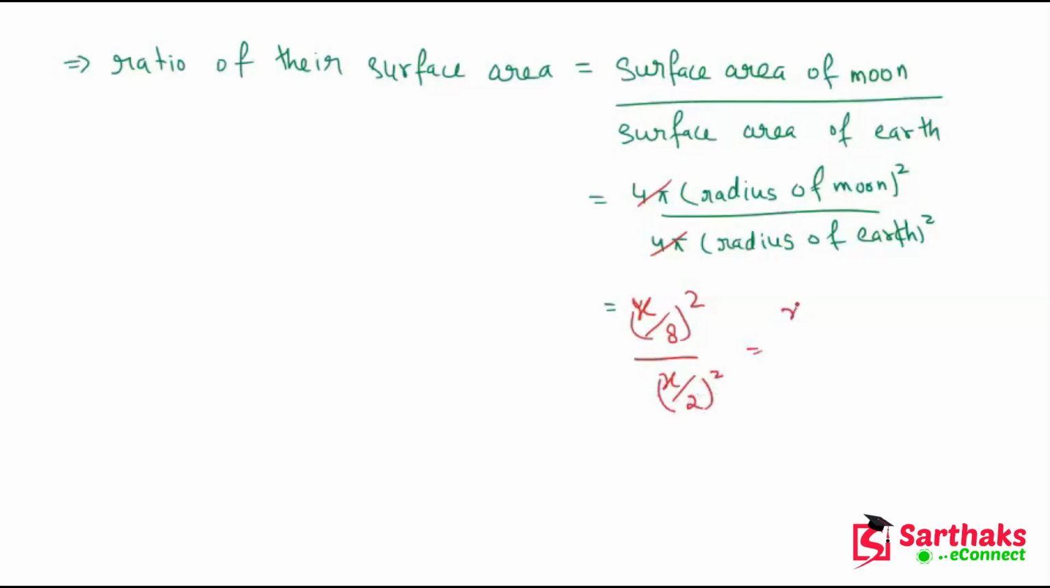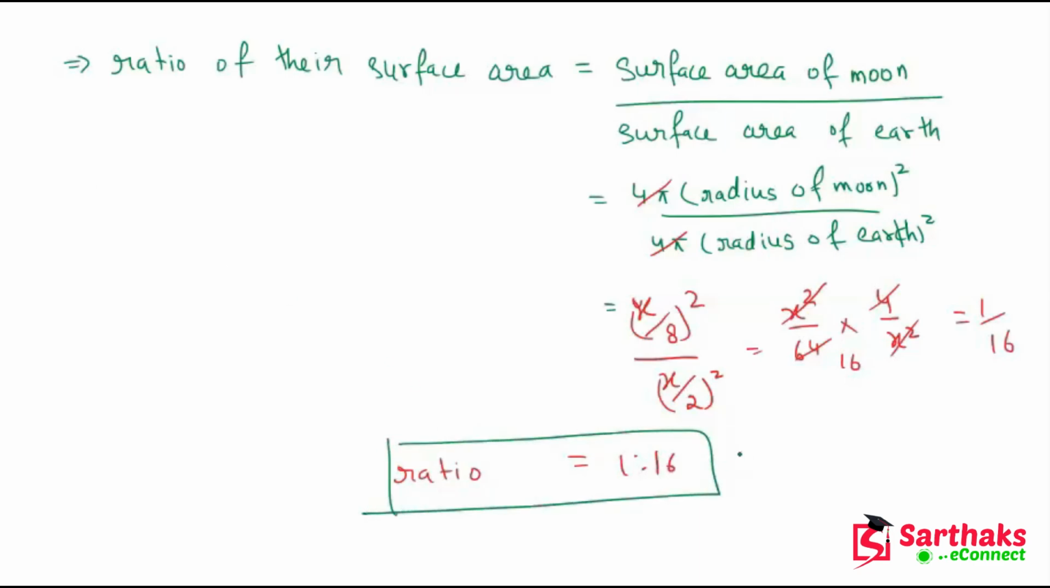So this will become x square upon 64 into, reciprocating, 4 upon x square. The x square and x square will be cancelled, and 4 cancels 64 by 16 times. So here we get 1 upon 16. So the ratio is 1:16. This is the answer of this question. I hope, my dear friend, you understand these things.